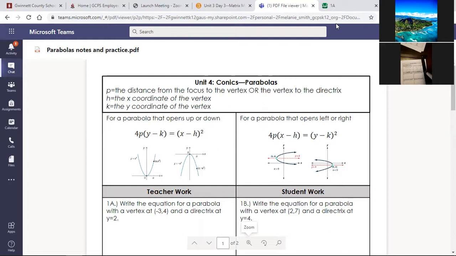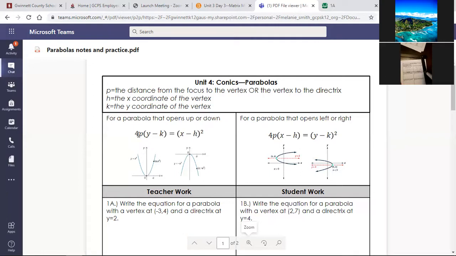A couple of formulas. If we just watched a video, I'm kind of talking about where these formulas come from. You don't necessarily have to know where they come from. You definitely need to know which one to use in which situation. So I would absolutely, if you can't print this out, write it down. So for a parabola that opens up or down, meaning that the axis of symmetry, the line that goes down through the parabola, through the vertex, is vertical.